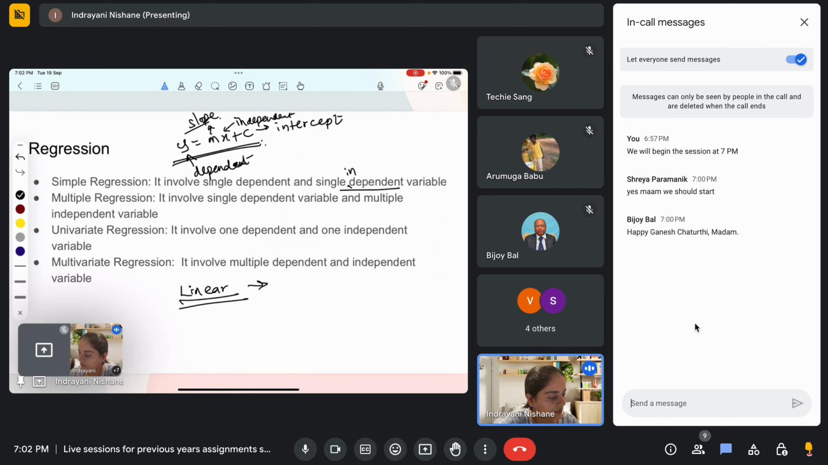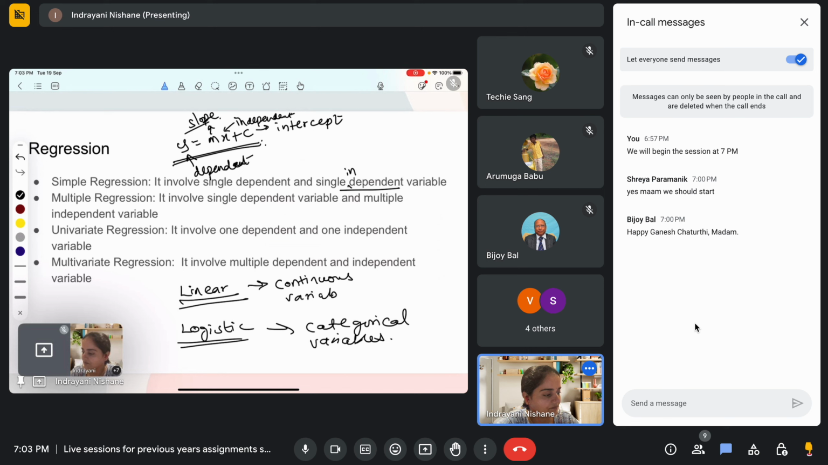So, linear and logistic. Logistic regression will be used for the prediction of categorical variables, and linear will be used for the prediction of continuous numerical values, continuous variables. So these are the important pointers as to which regression technique to use and where.